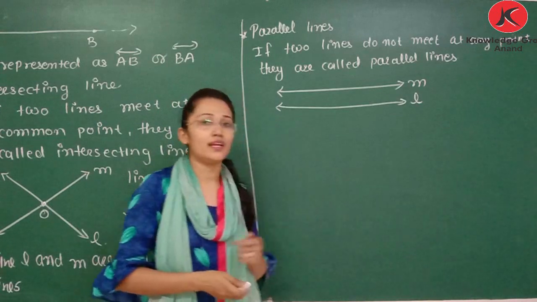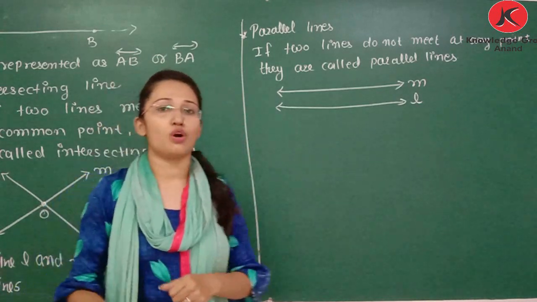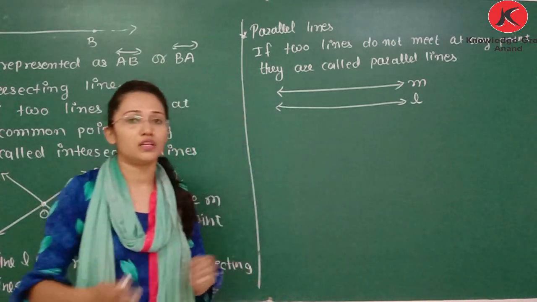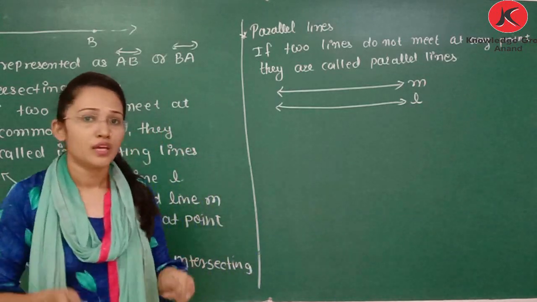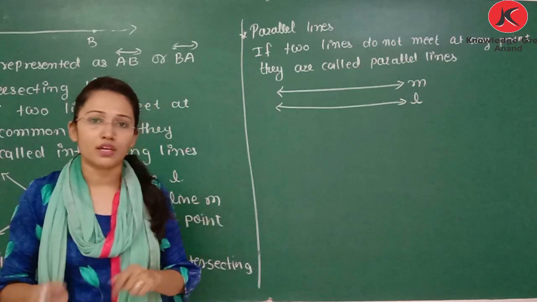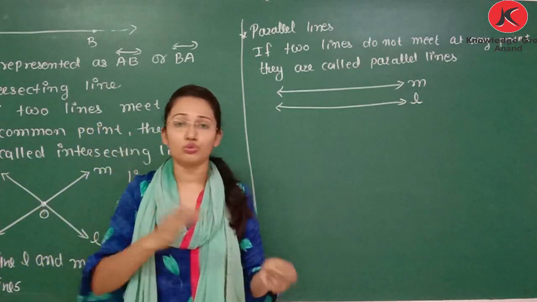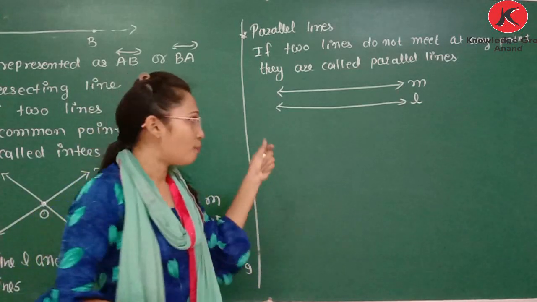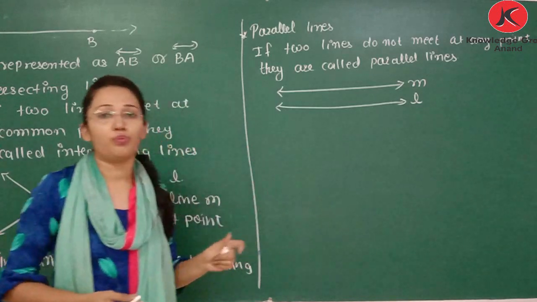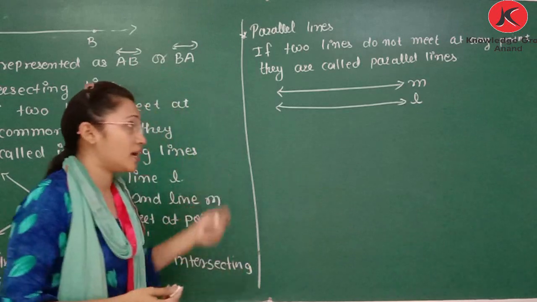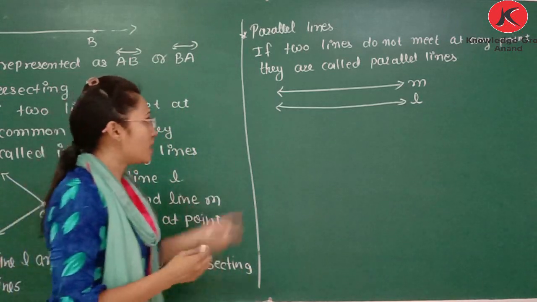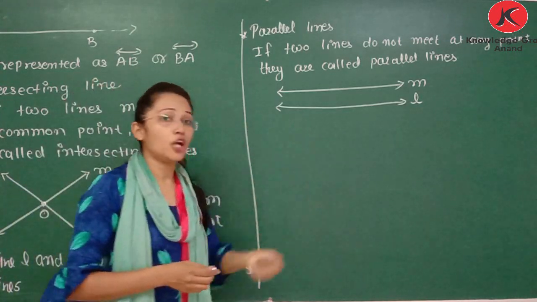You can take the real life example, that is two sides of a railway track. The two sides of a railway track are parallel, they never meet. Two sides of a river, the two sides of a river are parallel. Two sides of a road are parallel, they do not meet at any point. The two sides of a road never meet. That's why they are called parallel lines. Parallel lines means they do not meet at any point.